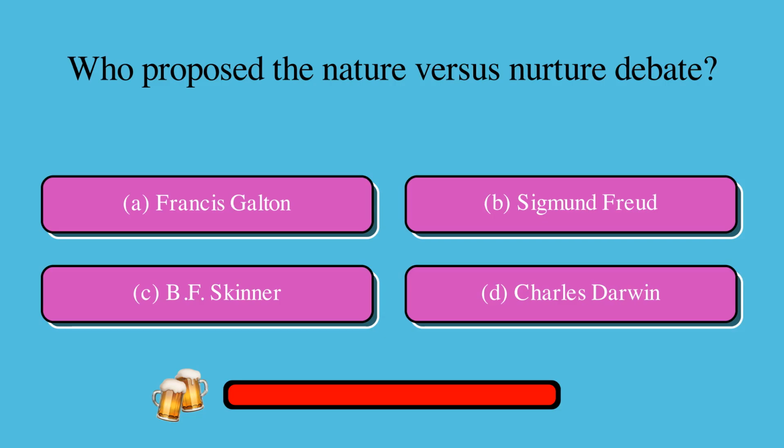Who proposed the nature versus nurture debate? Is it A. Francis Galton, B. Sigmund Freud, C. B.F. Skinner, or D. Charles Darwin? The correct answer is A. Francis Galton.